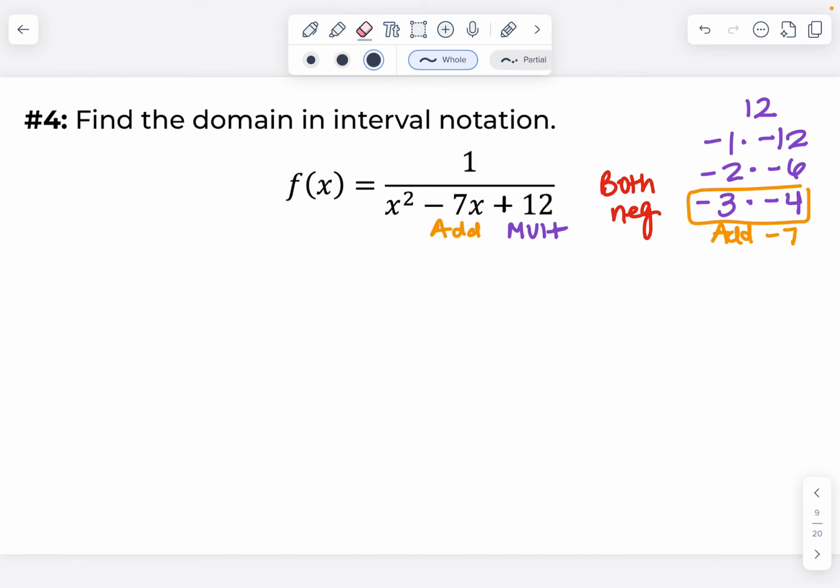So take that, and then from there, find the domain. So take a second and find the domain if you haven't already.